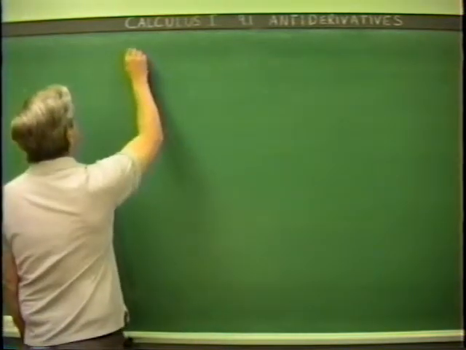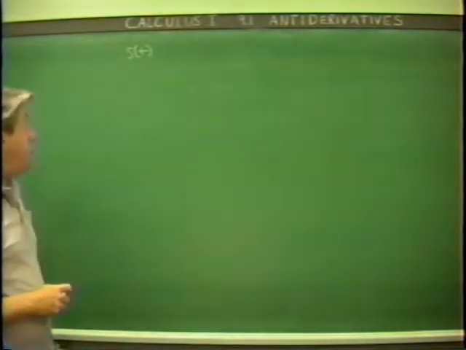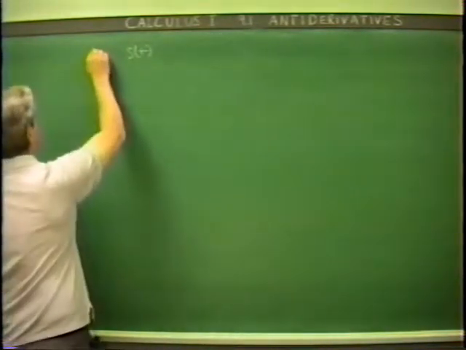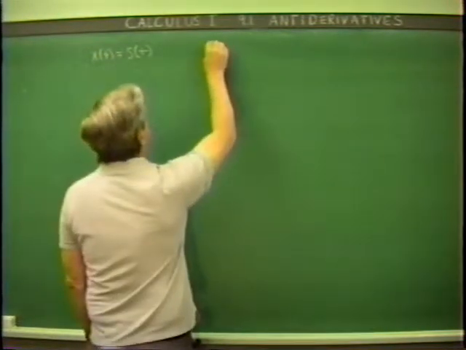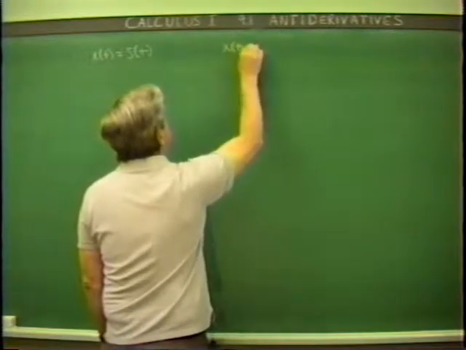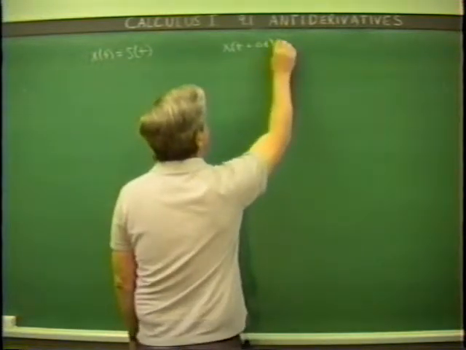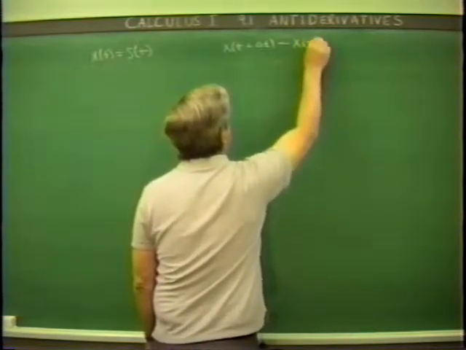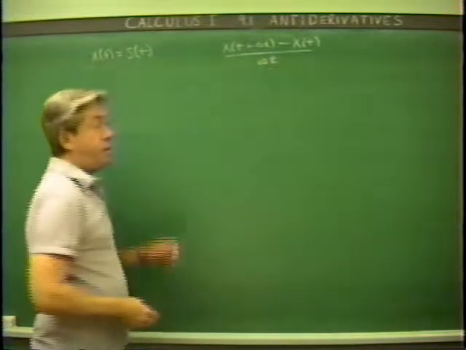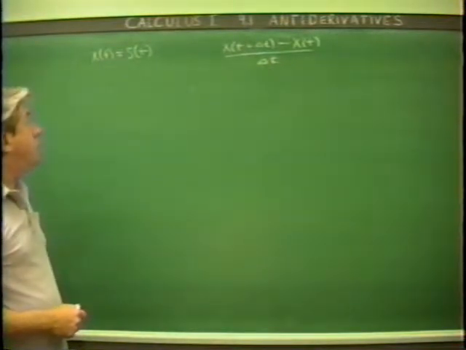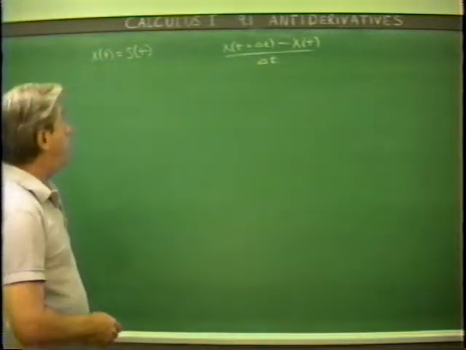If you know the position x of t on the x-axis, let's say s of t or x of t of a given particle, then if you compute the quantity x of t plus delta t, that's the position at time t plus delta t, subtract x of t, this is the change in position, and divide by delta t, the quantity that you have is the average velocity, that's to say, the change in position divided by the change in time.